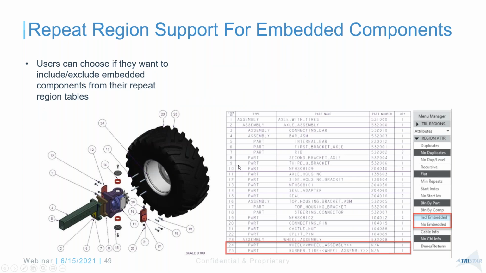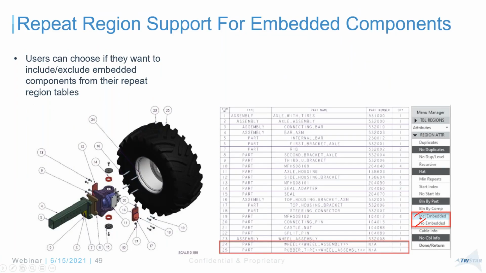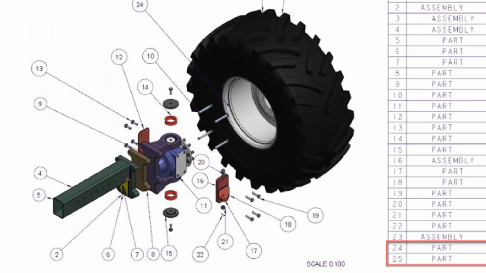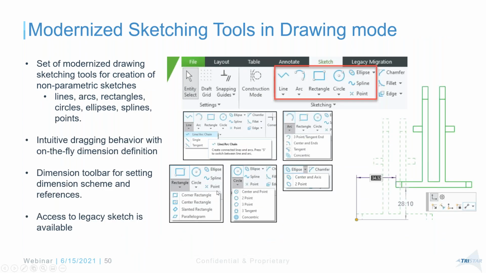And in drawing mode, some of the other enhancements: if you had your repeat region, you have the ability to include the embedded ones or not include the embedded ones, right? Would you like to show this assembly as one single item, or would you also like it to show the embedded components instead of that, right? Those are options available. And if you have some legacy AutoCAD or 2D legacy drawings without a 3D model, you may still be using the old sketching tools instead of the drawing mode. That has been improved now, right?